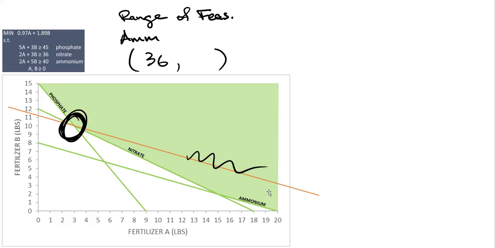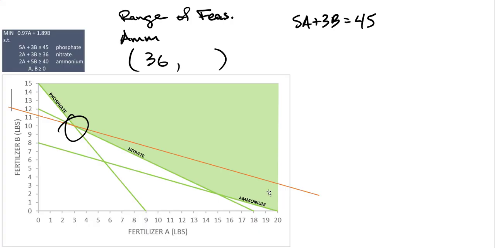And again, I'm not talking about with this line, because that line doesn't really exist. That line exists down here. So currently the two lines intersecting there would be the phosphate constraint and the nitrate constraint. So I want to deal with the intersection point of those two constraint lines. So 5a plus 3b is equal to 45, and constraint 2, the nitrate constraint, 2a plus 3b is equal to 36. And again, remember, I can isolate for either variable in either equation. It doesn't matter which one.